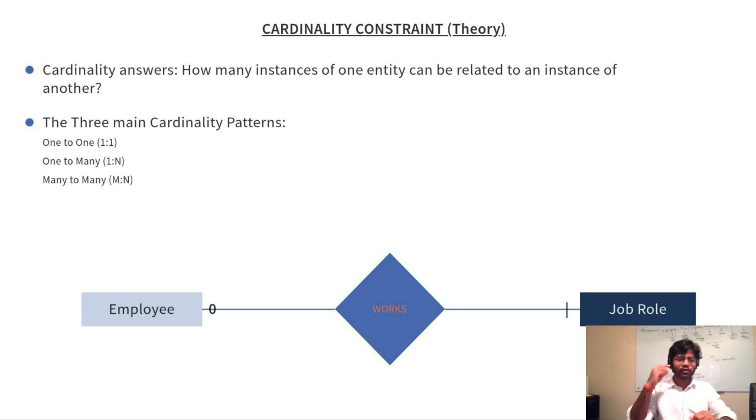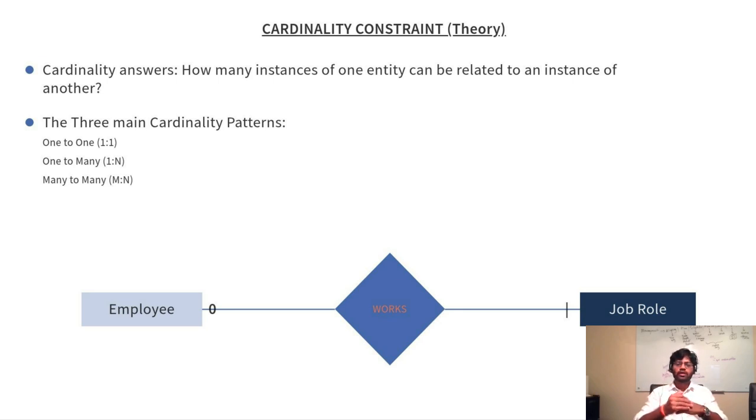So now let's understand cardinality constraint. The cardinality answers the question how many instances of one entity can relate to one another. So we can say there are actually three main cardinality patterns: one to one, one to many, and many to many. Let's briefly discuss them. So for one to one, each instance of entity A relates to one in entity B. For example, an employee is assigned to one parking space and vice versa, right?